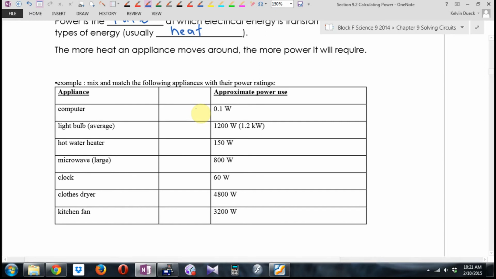Well, one of the things that I notice is an average light bulb. Has anybody put a light bulb in and noticed what the wattage is on an average light bulb? 150 is a very bright light bulb. Most of the bulbs in your house are 60-watt bulbs. So let's put a 60-watt right there, and let's cross out that 60 watts. Looking at the remaining appliances, which ones move the most heat around?